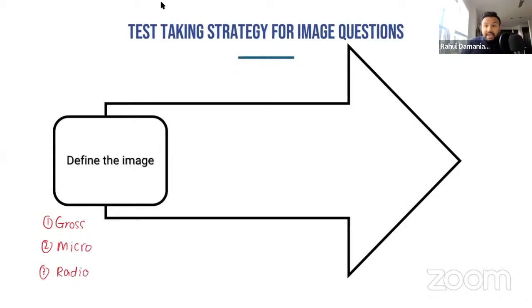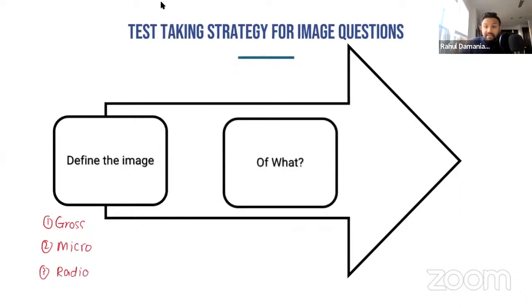Then what you'll do is you will say, of what is this image? Sometimes the vignette will actually tell you this is a photomicrograph of the skin, but you want to chant it out loud to yourself, this is a gross pathology of the kidney. So you want to ask yourself of what after defining the image.